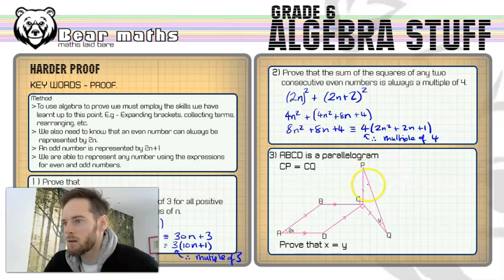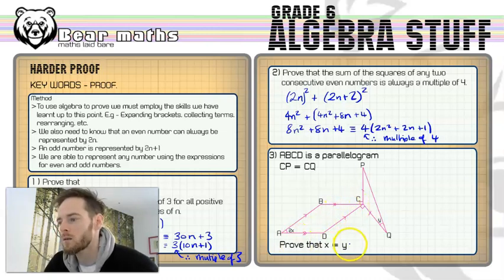CP is equal to CQ, so there's CP and there's CQ, and that's already labelled on the diagram, and we can see that it's already labelled as a parallelogram as well, because those arrows mean that they're the same length and they are parallel to each other, and so are these two. Okay. Now, this sort of proof is not necessarily all understanding of algebra, it's understanding of geometry as well, shapes, and the properties that these shapes have.